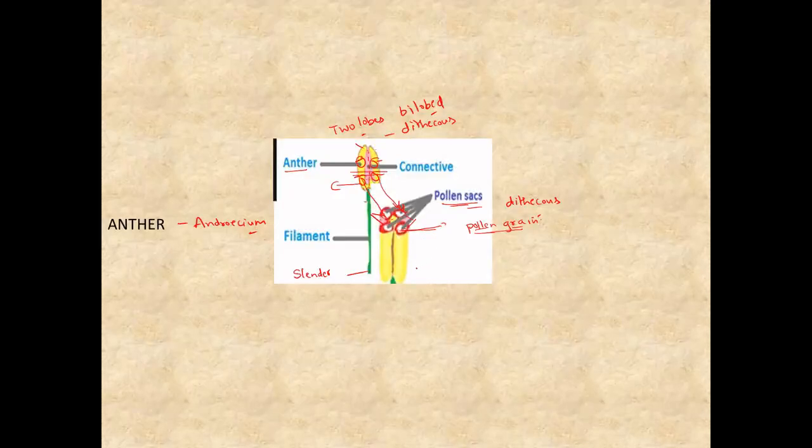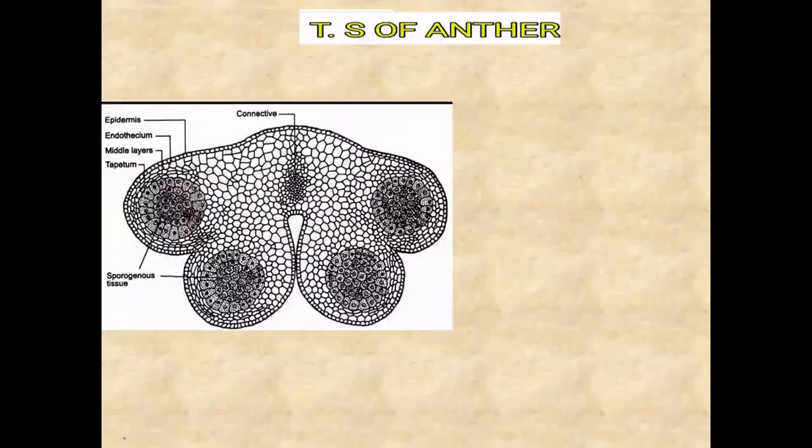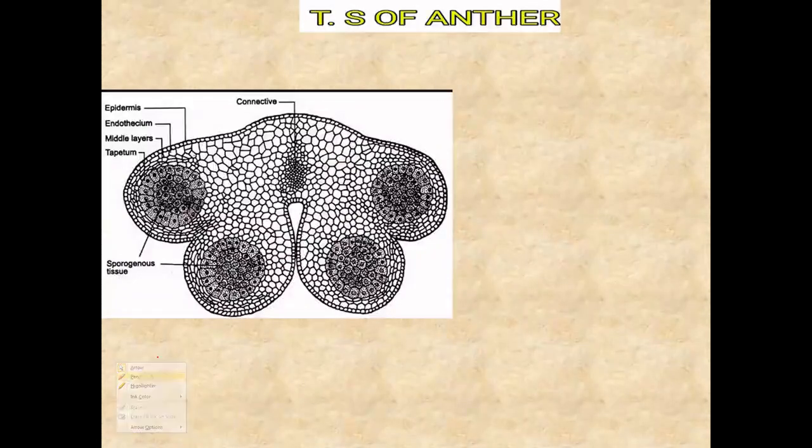So this is the male reproductive part, the filament with the anther, which is two-lobed or bilobed, dithecous with a connective in the center. When you take a section, it has pollen sacs, and inside them you find the production of pollen grain. So let's move on to the next one. If you take a transverse section to know the internal structure of the anther, this is the transverse section of an anther.